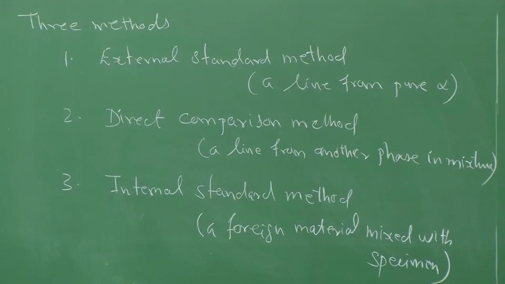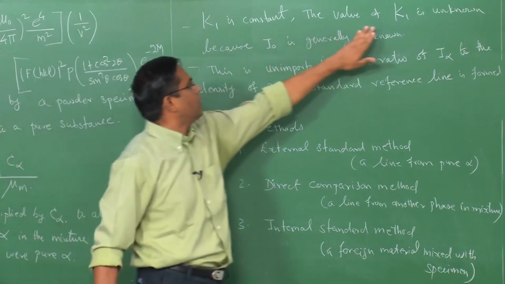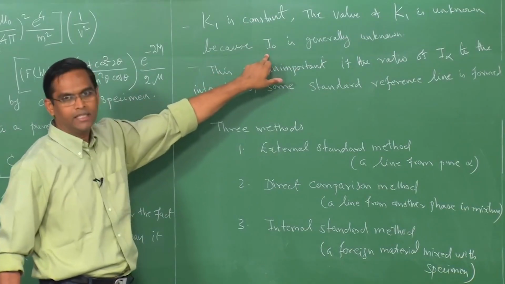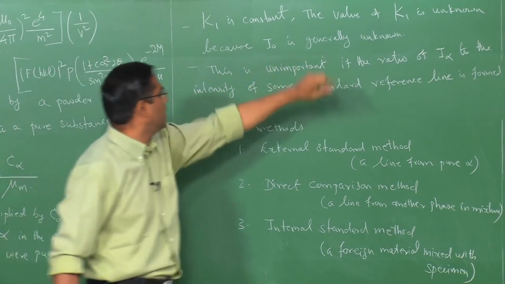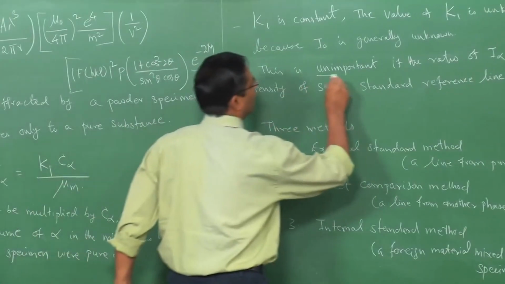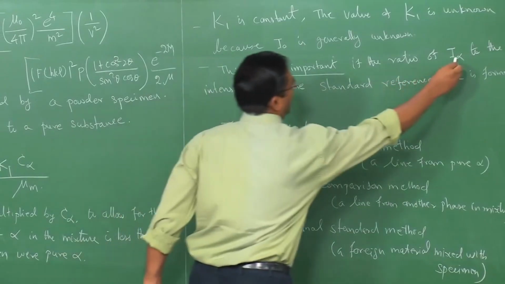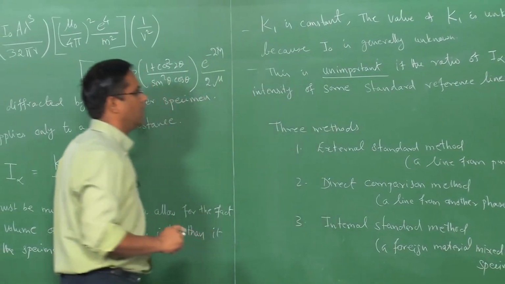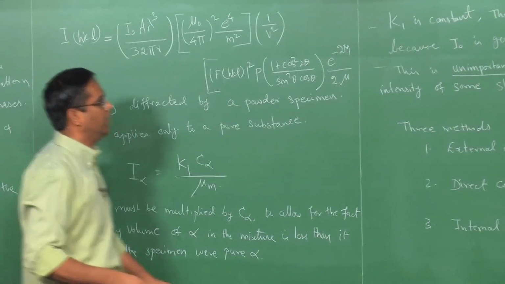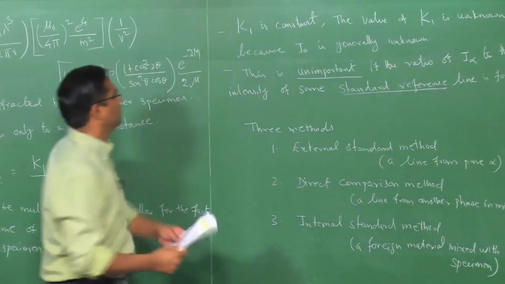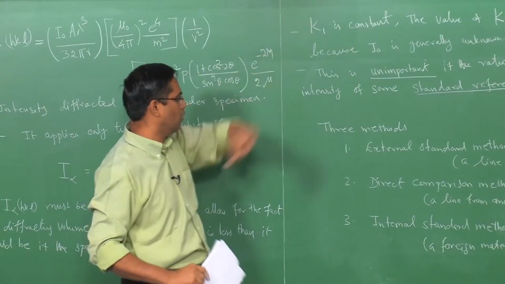So, with respect to this expression, K is a constant, and the value of K1 is unknown because I naught, that is the incident intensity of X-ray, is generally unknown. But this is unimportant, because if the ratio of I alpha to the intensity of some standard reference line is formed, then these things can be ignored.